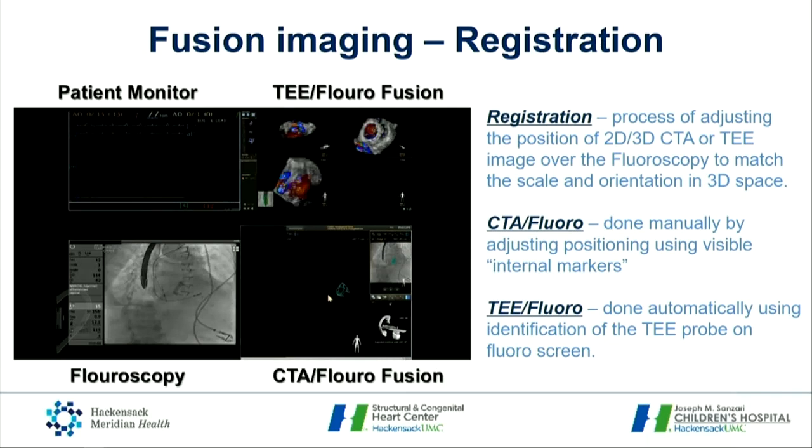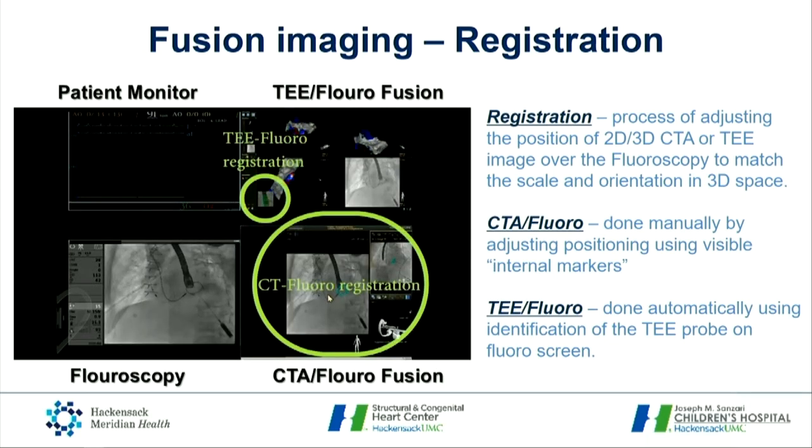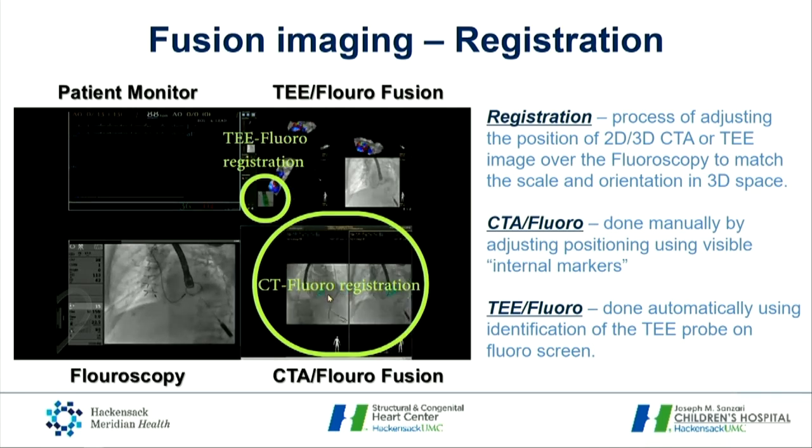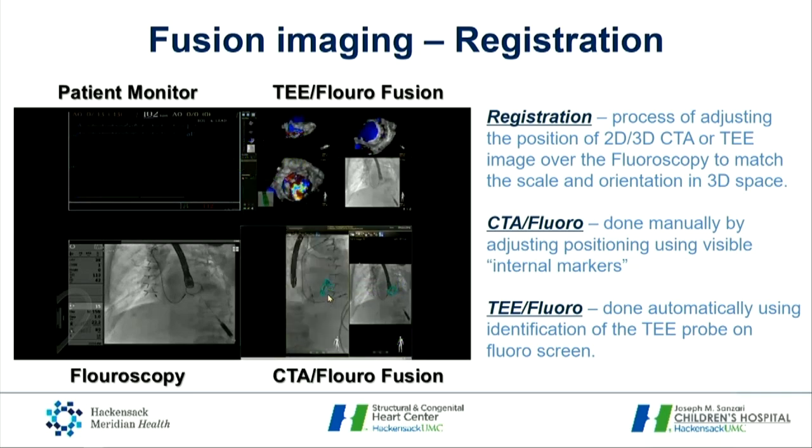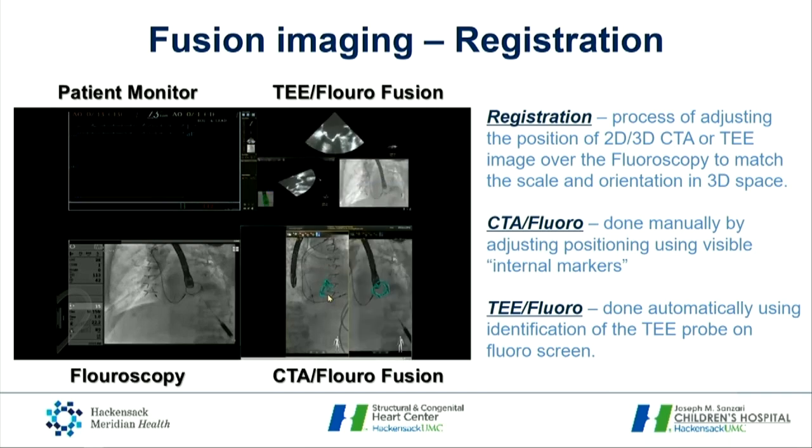pre-planning. So how does fusion actually work? One of the most important things one needs to do is registration. What it basically means is the process of adjusting the position of the 2D and 3D CT or 3D TE data or image over fluoroscopy to match the scale and orientation in three-dimensional space.